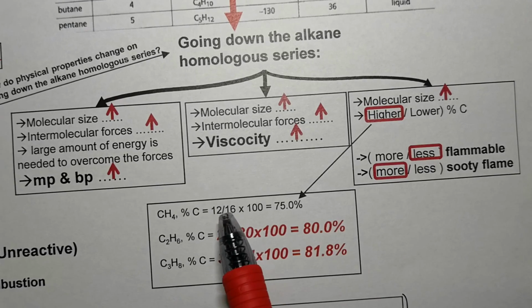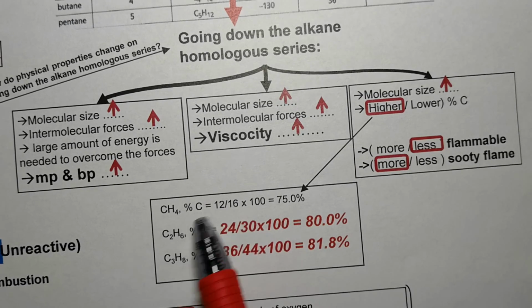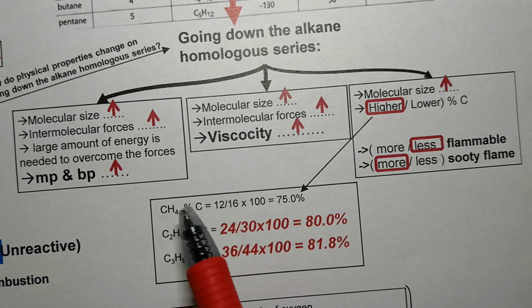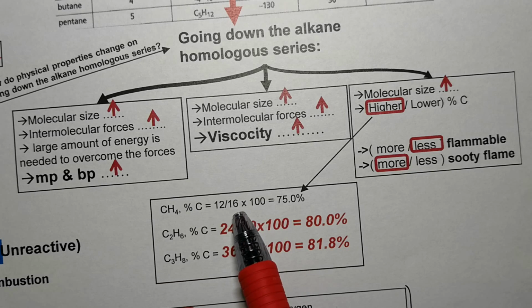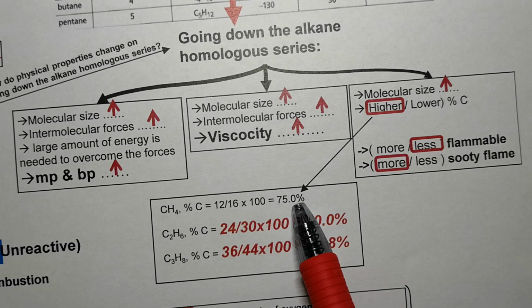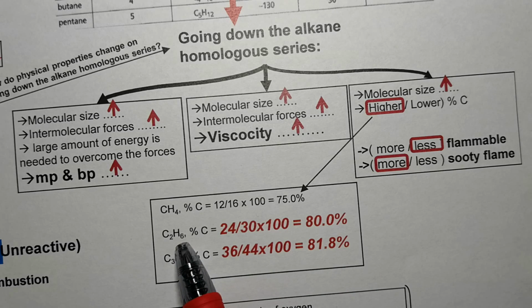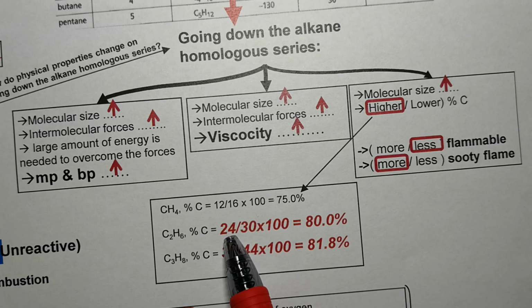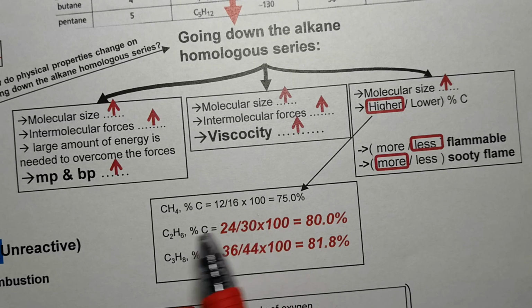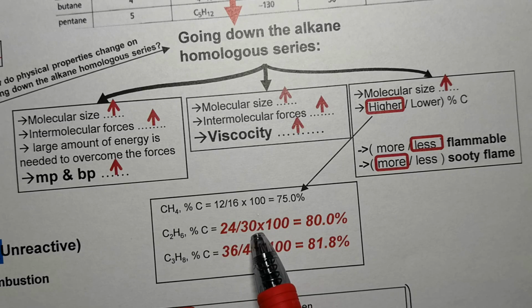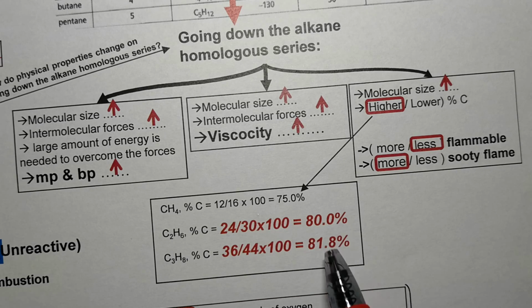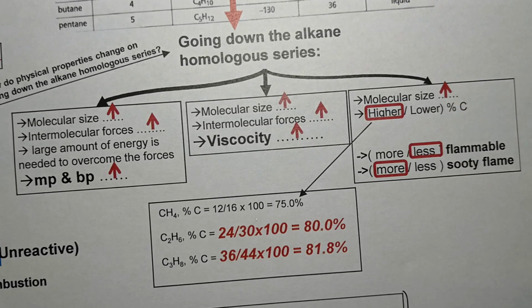So you find the percentage of carbon by finding the AR for carbon, which is 12, over the MR of the entire thing, which is 12 plus 4, 16. So 75% percentage of carbon. How about for ethane, percentage of carbon? There are 2 carbon atoms here, so there will be 12 times 2, which will give you 24, divided by the MR for the entire thing, which is 24 plus 6, which is 30. Okay, 80%. So as you go down the homologous series, the percentage of carbon increases.